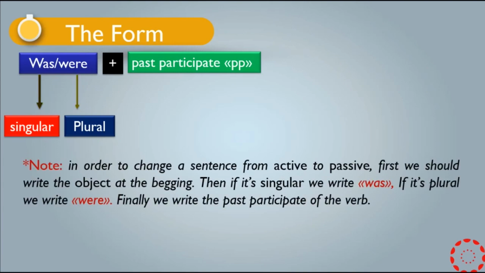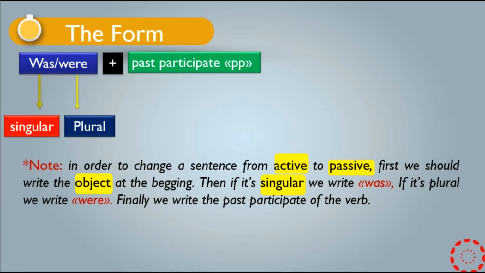In order to change a sentence from active to passive, first we should find the object and drag it to the beginning of the sentence. Then if it is singular, we write was. What is singular? If our object doesn't contain any s or es, we write was.